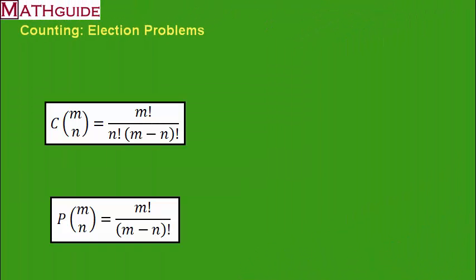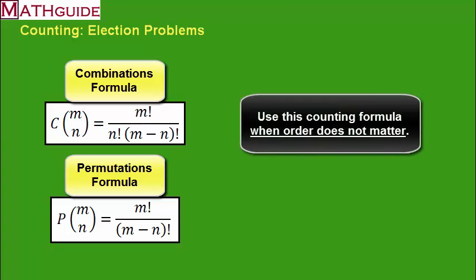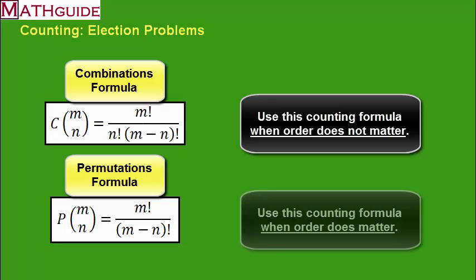There are 2 formulas shown, and these 2 formulas are used extensively when dealing with counting problems. The first formula is called the combinations formula. The second formula is called the permutations formula. Now, it is important to use the correct formula for the right set of circumstances. So we use the combinations formula when order does not matter. We use the permutation formula when order does matter.